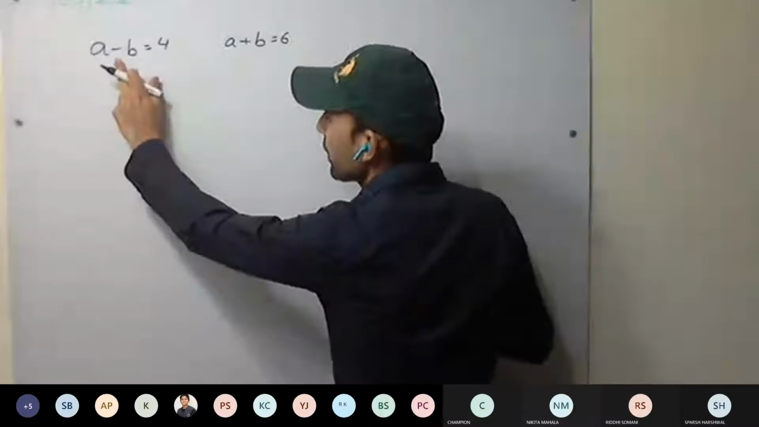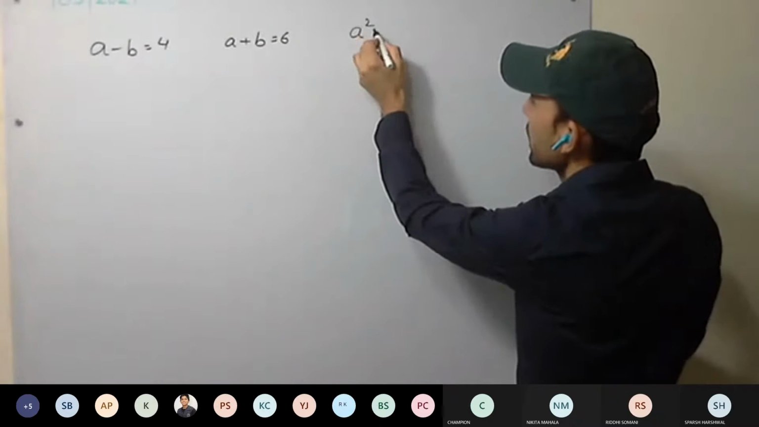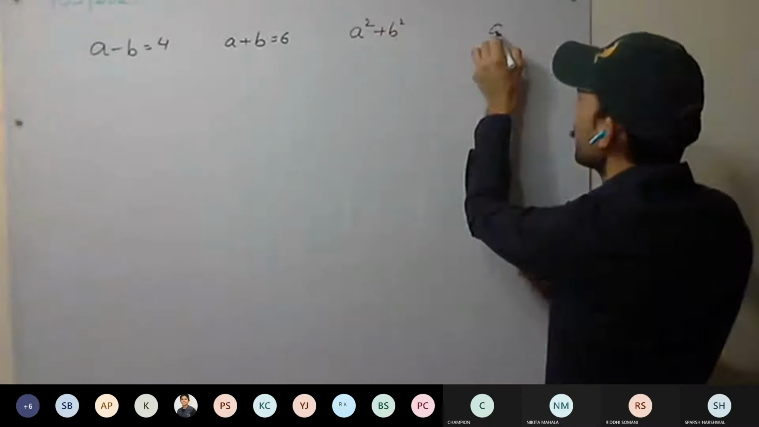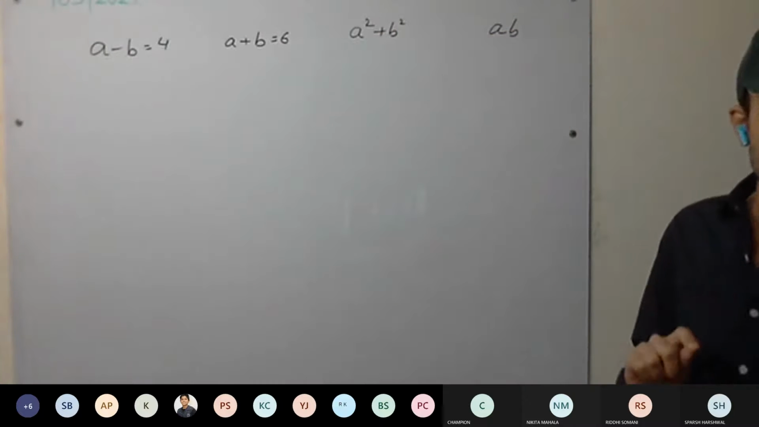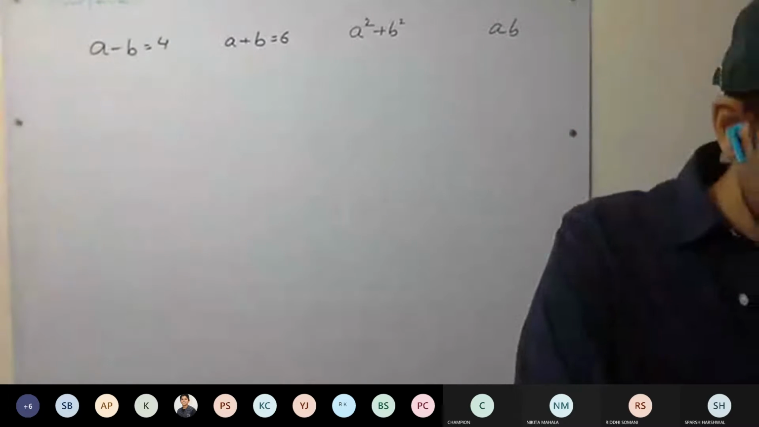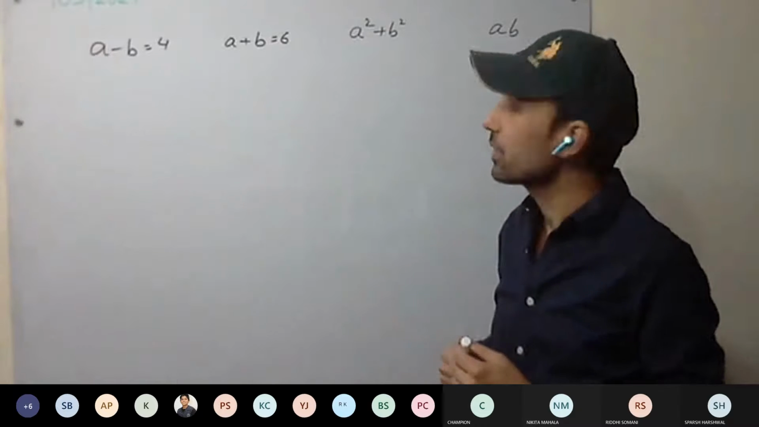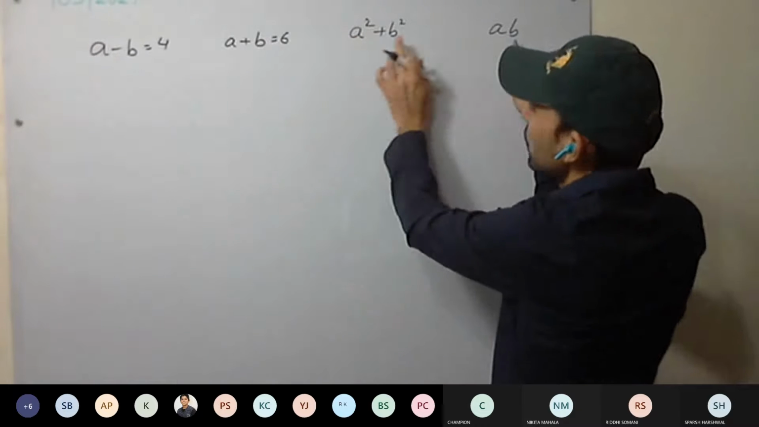So we are provided with a minus b equal to 4, a plus b equal to 6. And we have to calculate a square plus b square and ab. Okay, this we have to calculate. For example, which identity can you use? Anyone in class? A square plus b square, both we have to calculate.